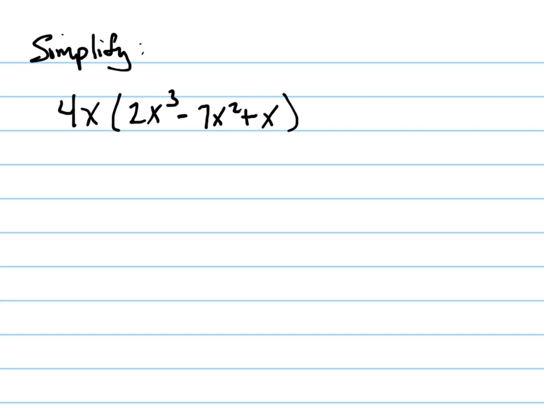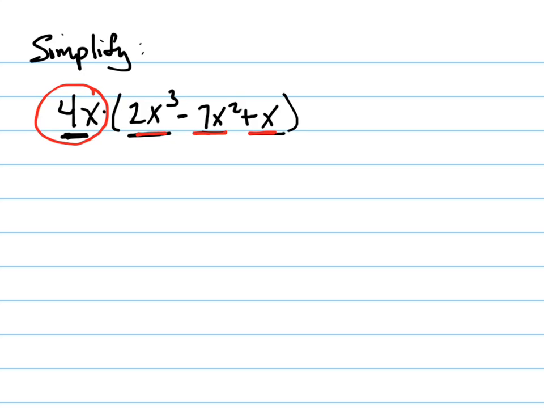Let's simplify this algebraic expression. Notice that I'm multiplying 4x times a trinomial. So what I'm going to do is take 4x. It's not just multiplying one of these, it's multiplying all of them.